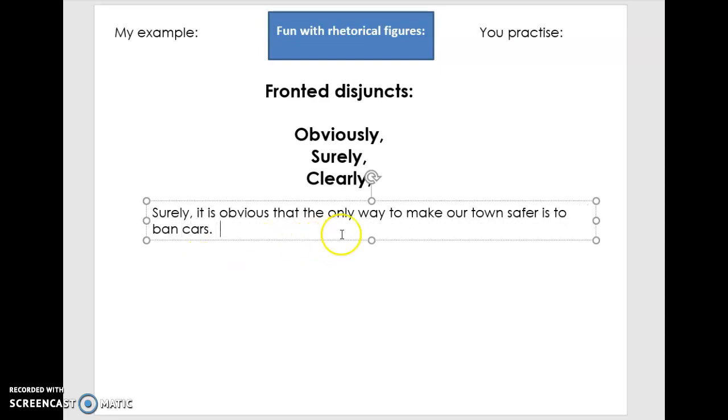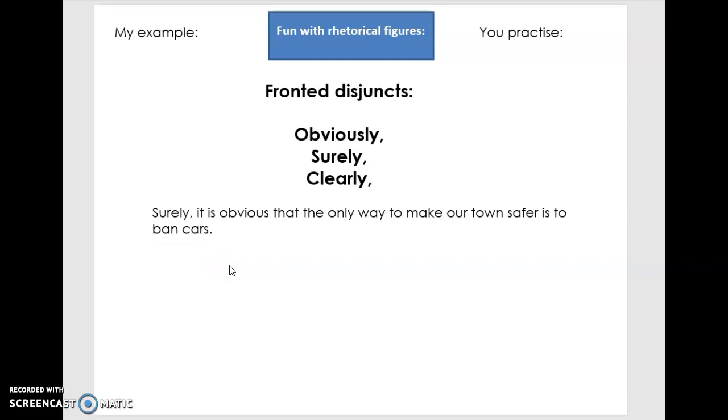So do you see, really all I'm saying is the only way to make our town safer is to ban cars. So I'm giving its logos, I'm giving some information, but it's very opinion based. It's not factual. But in order to make it sound like a fact, I've used this word surely at the beginning. Obviously, it implies to the person that if they don't agree with me, they're a bit stupid because they can't see what's obvious.